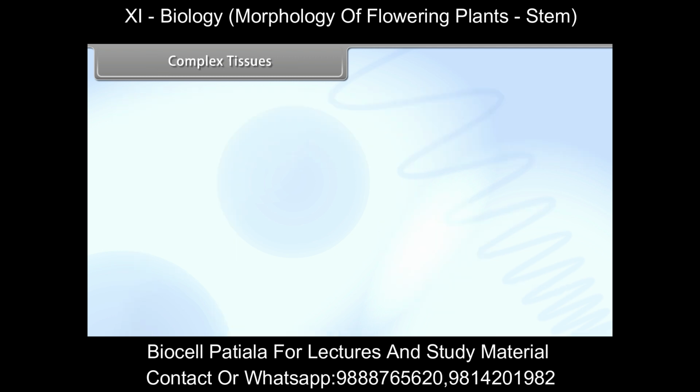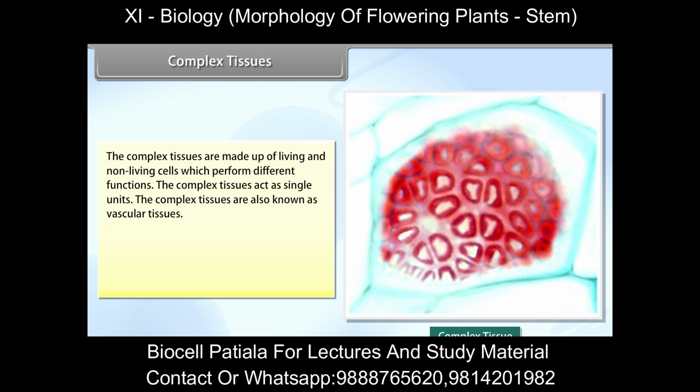Complex tissues. The complex tissues are made up of living and non-living cells, which perform different functions. The complex tissues act as single units. The complex tissues are also known as vascular tissues. Complex tissues are of two types: xylem and phloem.